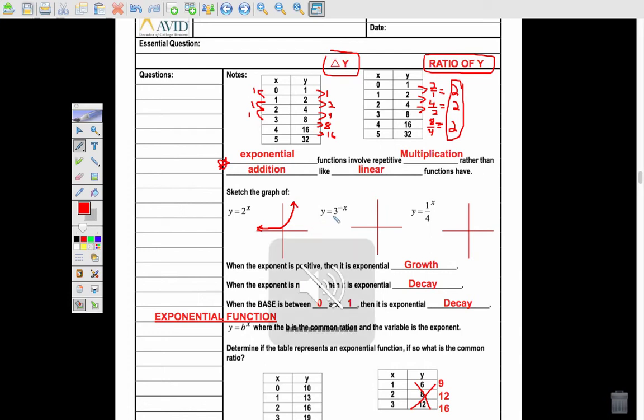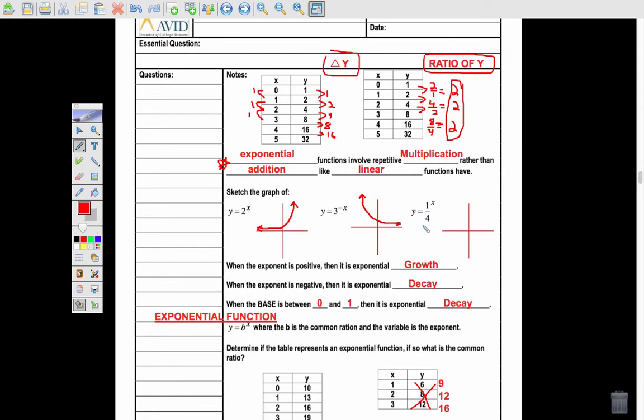Y equals 3 to the negative x. Now the exponent is negative. When the exponent was positive, it was growing. When the exponent is negative, you'll actually see that this graph, instead of growing, gets smaller. It's still the same curve. If you look at it going from right to left, it's growing, but you always look at these graphs going left to right. So I'm looking at this graph left to right, and it's getting bigger. I'm looking at this graph left to right, and it's big, and all of a sudden now it's getting smaller and smaller and smaller.